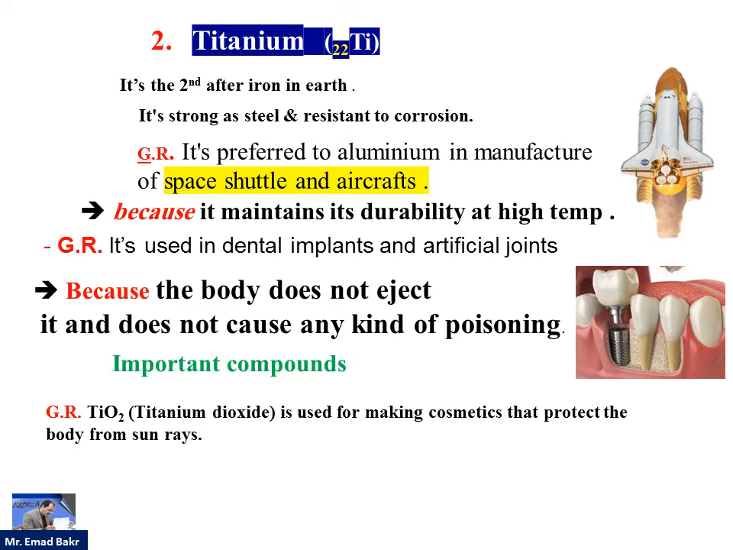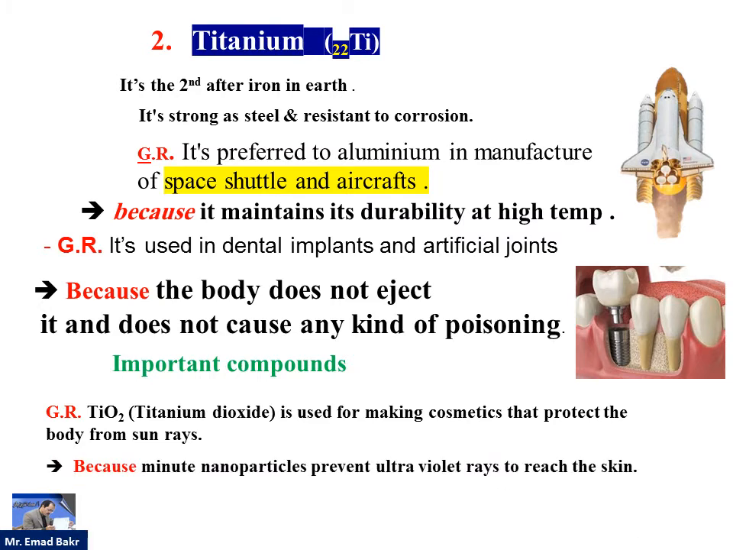Give reason, titanium dioxide, for example, is used for making cosmetics that protect the body from sun rays. How? Because minute nanoparticles of titanium dioxide prevent ultraviolet rays from reaching the skin.